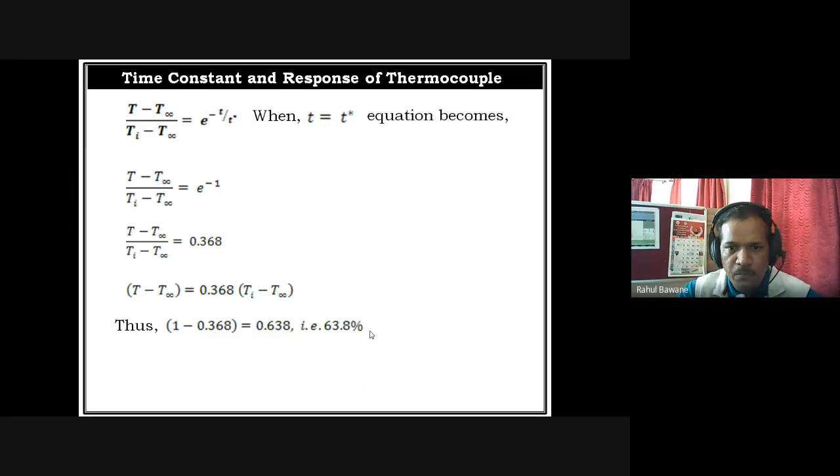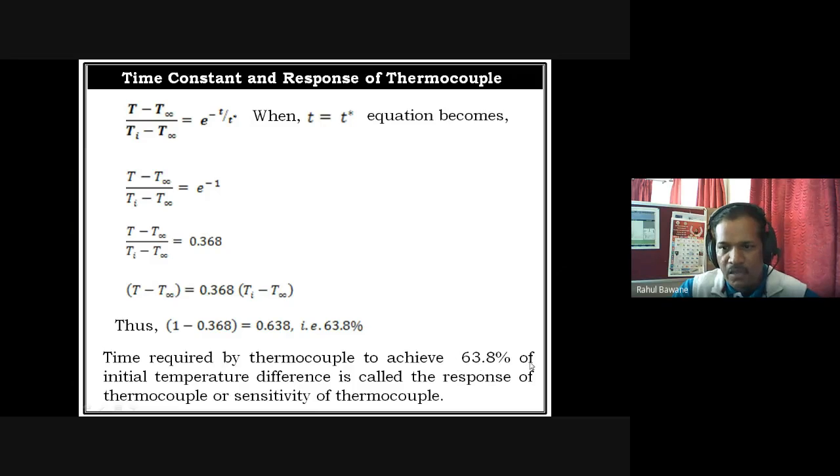So the probe has already attained 63.2% of the initial temperature difference. So this relation gives the percentage of temperature attainment. According to this relation, your probe attains 63.2% of the initial temperature difference. And when any probe, a thermocouple probe, attains 63.2% of the initial temperature difference, that particular time is known as the response of the thermocouple.